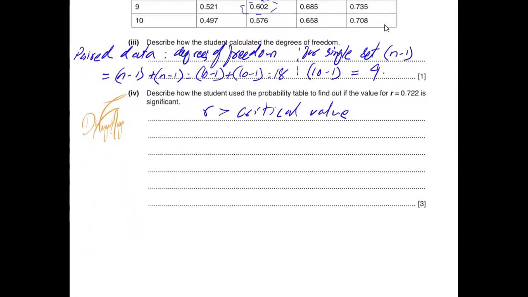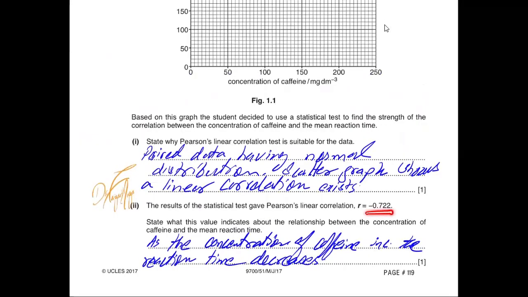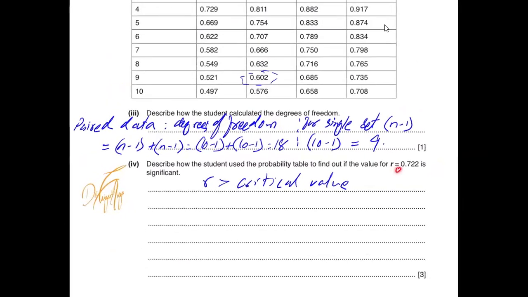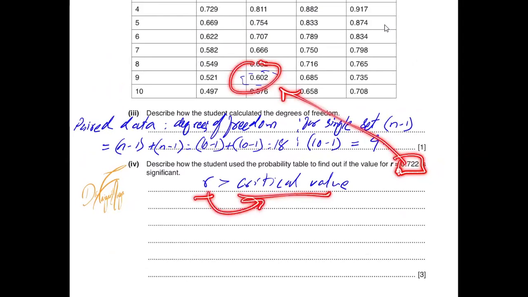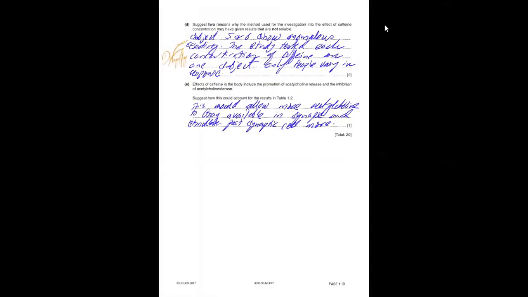What was our value of the Pearson correlation? It was minus 0.722. Since it's a negative value, we ignore the negative sign and convert it to a positive value. Now, to describe how the student will find out if the R for 0.722 is significant, is the 0.722 value smaller or greater than 0.602? It's greater. So the R value is greater than the critical value. Whenever the R value is greater than the critical value, the effect is significant. It's not due to chance. So the intake of caffeine actually affects the reaction time, and yes, it shows this.